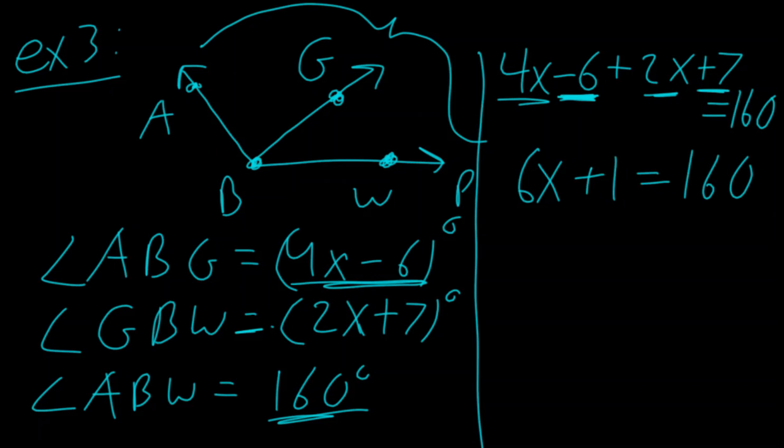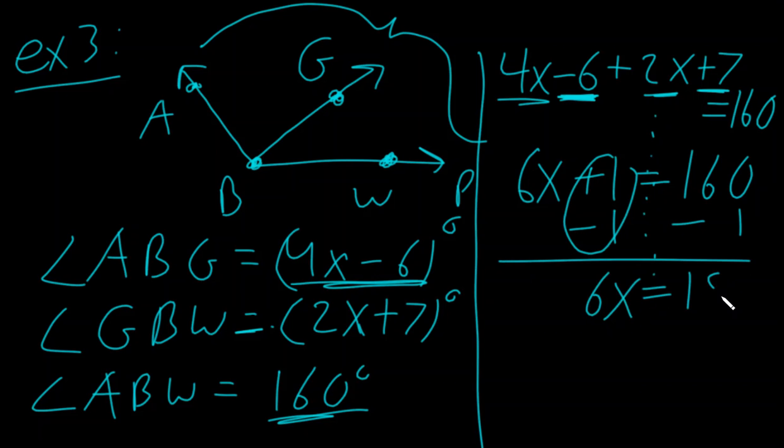Now from here, remember, as we're just kind of relearning the algebra, in order to get the x by itself, we have to first always get rid of our addition or subtraction. So how would you get rid of a plus 1? Well, minus 1. What we do to the left side of the equal sign, we have to do to the right side. And we're left with 6x equals 159. Now from here, we can divide both sides by 6.